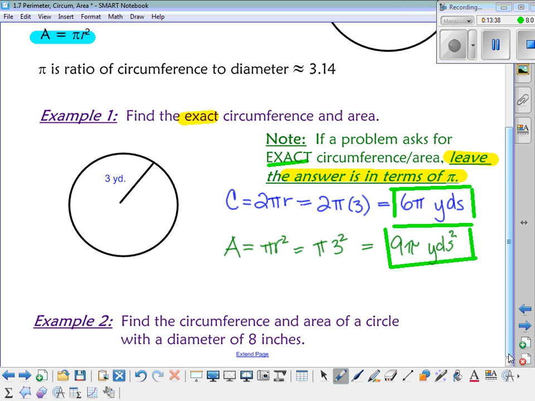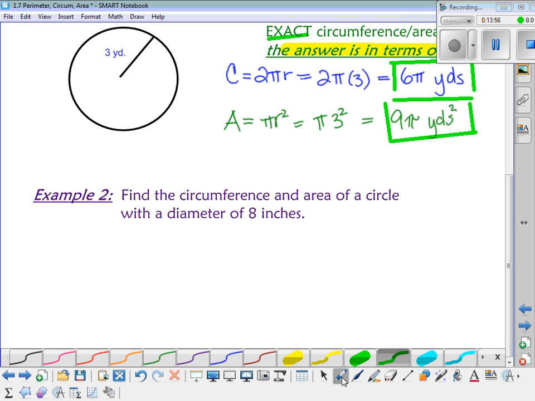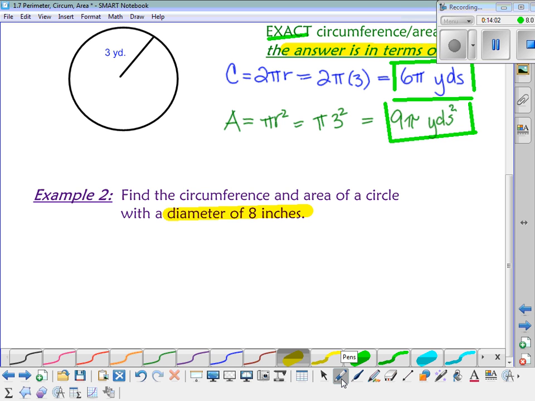And just like we had to work this one, now we're going to do it approximate. It says find the circumference and the area of a circle with a diameter of 8 inches. So this one doesn't say exact. And the other thing you want to pay attention to is they gave us the diameter this time. They didn't give us the radius. So pay attention to which information they're giving you when you do these problems.